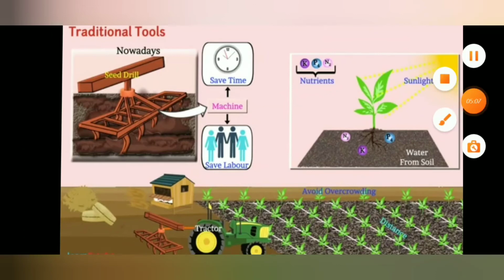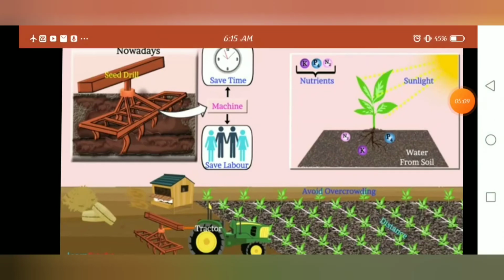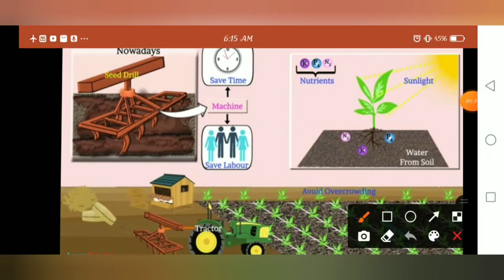See this one, seed drill. So this is a seed drill.